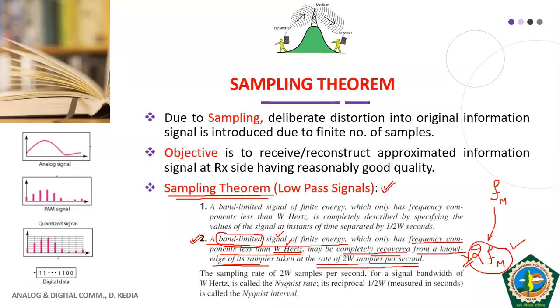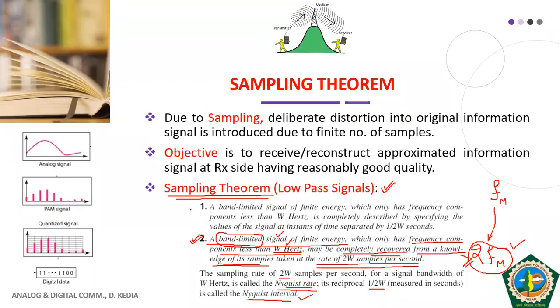Okay, and this minimum sampling rate, which is twice FM or 2W, one and the same thing, is called the Nyquist rate. And the reverse of the Nyquist rate is called the Nyquist interval. We know that the reverse of frequency is time period. So 1/2W is nothing but the Nyquist interval.